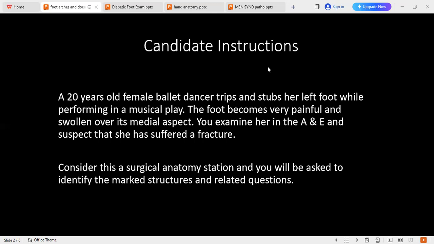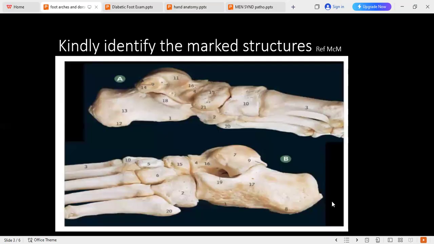Okay, ma'am. Are you ready? Okay, yes. So if you have read and understood the surgical anatomy station, please tell me what you are looking at.